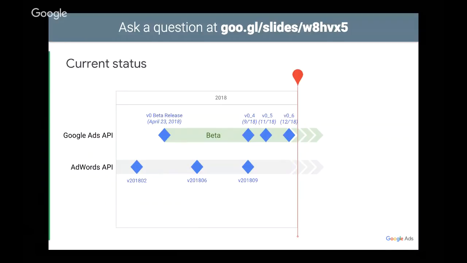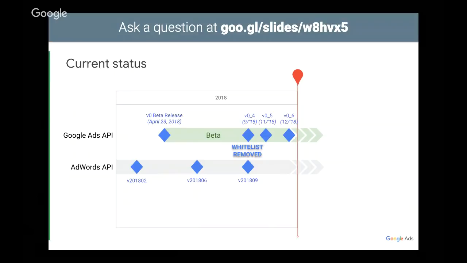On April 23rd, we released the first version of this Google Ads API beta. That's the V0. That was shortly after version 2018.02 of the AdWords API. We then released 2018.06 and 2018.09 of the AdWords API. And right around that same time, once 2018.09 was out the door, we started iterating more significantly on the Google Ads API and brought you V04, V05, and just last week, V06 of the Google Ads API. The reason I want to bring this up is we did pass a couple of significant milestones since the last time we had this first webinar.